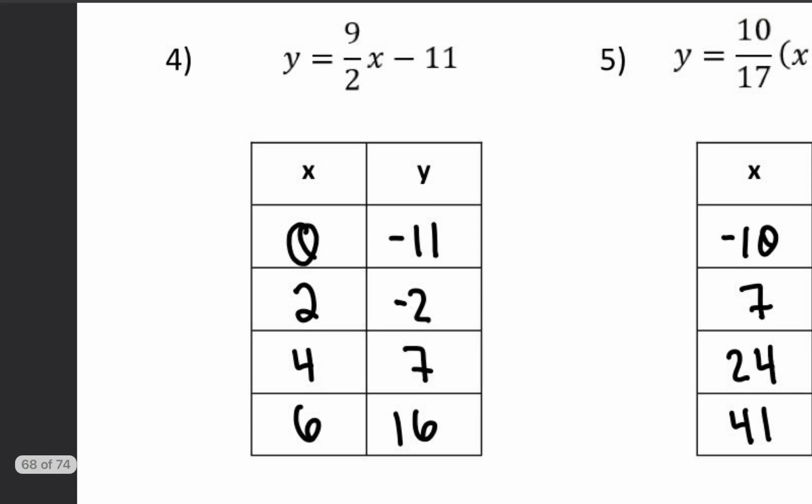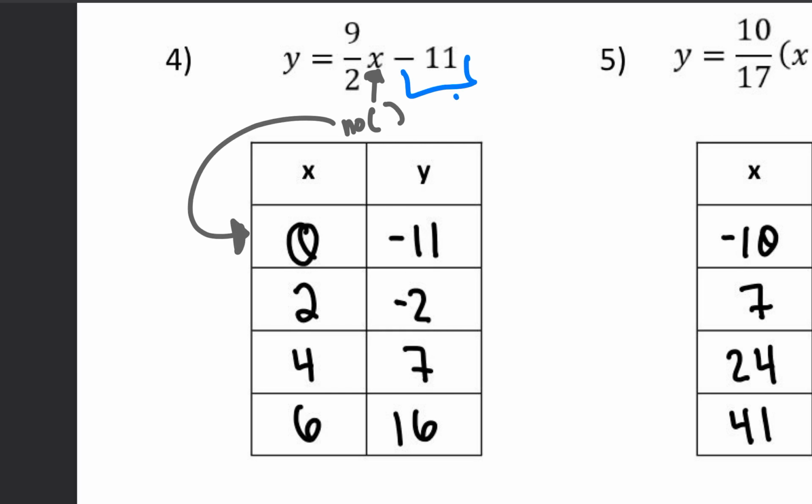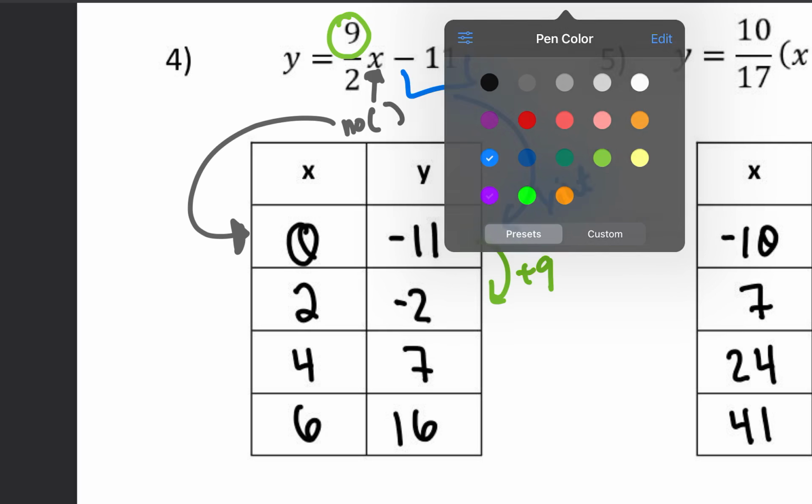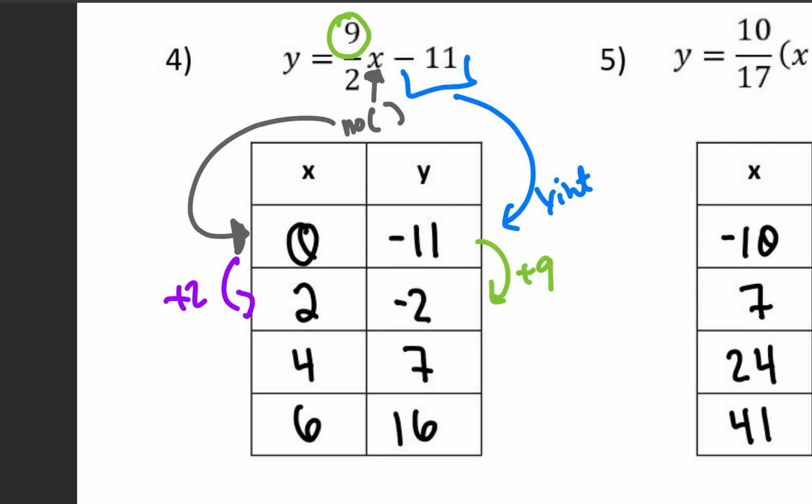Number 9, there's no parentheses around the x, so that's why we start at time 0, and then that means that this negative 11 is technically our y-intercept. Going down the y side, we add by 9s because it's a positive 9 at the top of our fraction. Going down our x side, we add by 2 because it's a positive 2 on the bottom of my slope fraction.